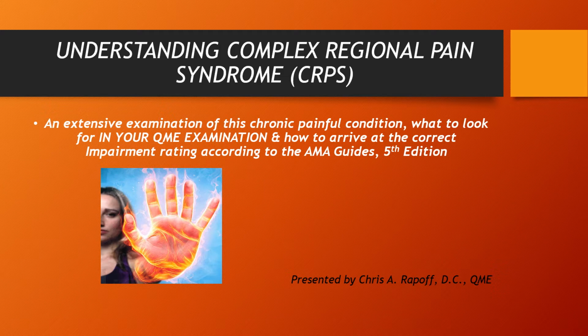I'll give you a hint. The Budapest criteria that we discussed at length in prior installments is not even mentioned in the Guide's 5th edition. We'll also take a look at the not so easy method of providing the correct impairment rating, as we're asked to sometimes refer to 3 different chapters of the guides when we consider the impairment.